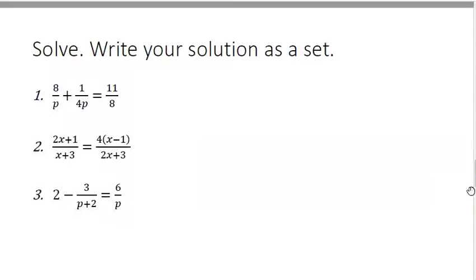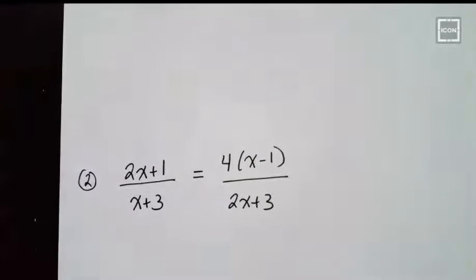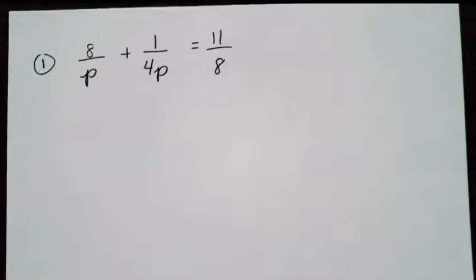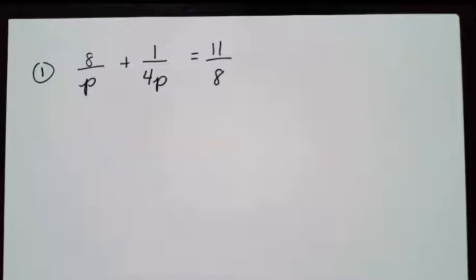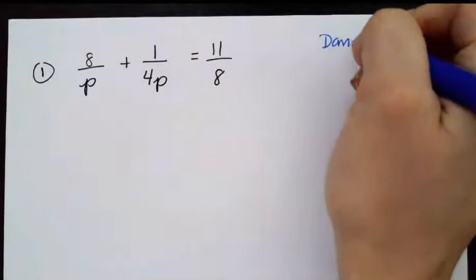All right, so we're going to take a look at several examples. Let's start with the first one that you see here, which I already have right now. We see this as a rational equation because there are variables in the denominator. We're going to first check the domain. I'm going to write that off to the side.